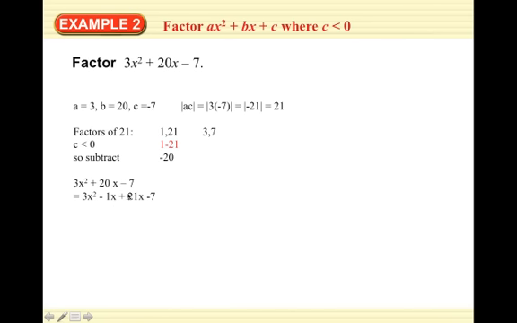or negative 1 plus 21. Okay, so 3x squared minus 1x, I'm going to pull out an x. 21x minus 7, I'm going to factor out a 7. So I get x times 3x minus 1 plus 7 times 3x minus 1.